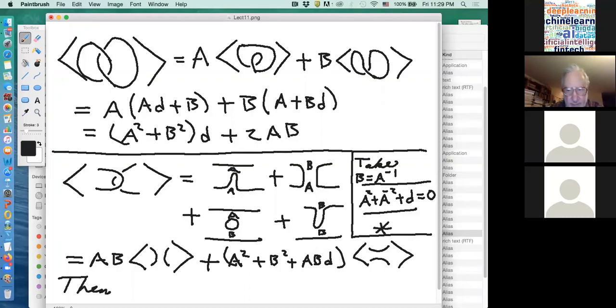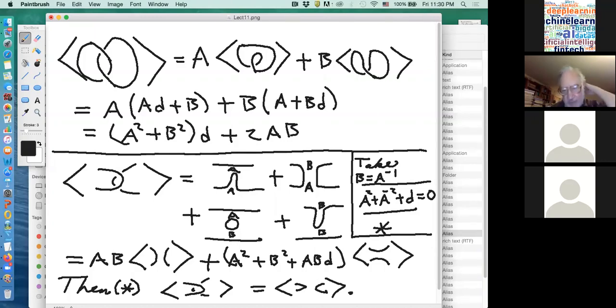using this, the bracket of this is equal to the bracket of this, and it's invariant under the second Reidemeister move, and we're on the road to getting something that we can calculate from a diagram that's invariant under isotopy of knots and links. Very simple.